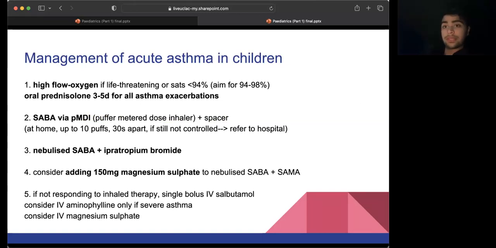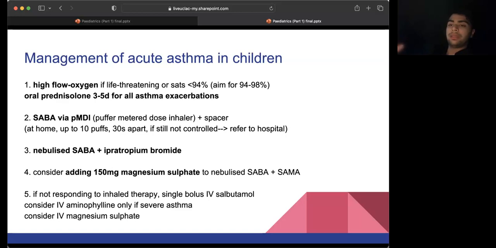Okay, so how we manage acute asthma in children. You can do an A to E assessment essentially for this. And so if their oxygen stats are low, like in this question that we had in this stem, we would give high flow oxygen, aiming for 94 to 98. And the oral prednisolone we give for all asthma exacerbations in the same way that we do for adult asthma for up to 3 to 5 days.